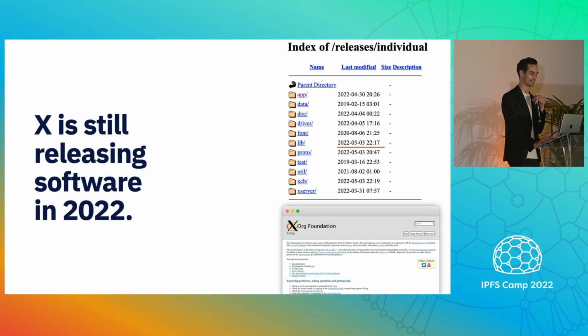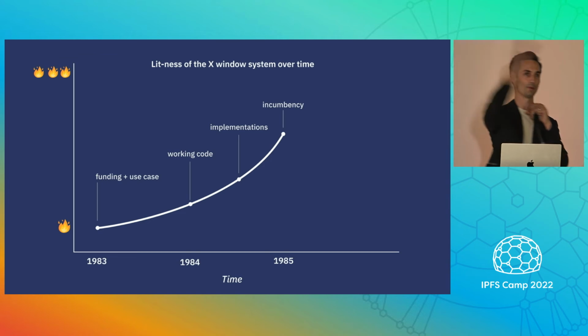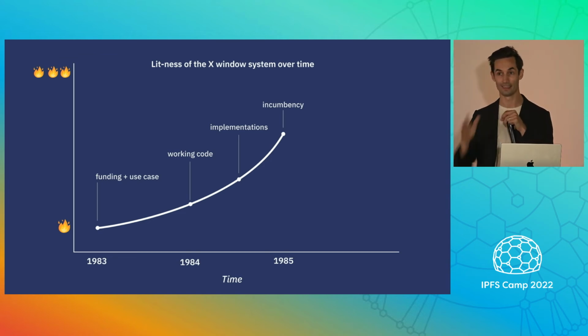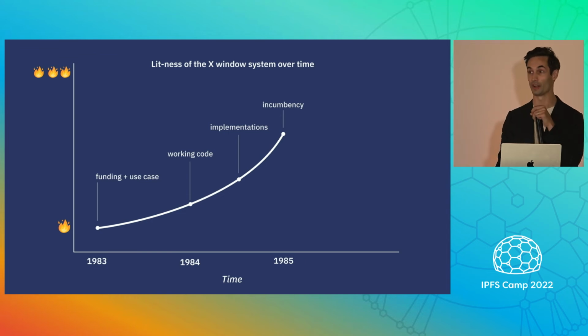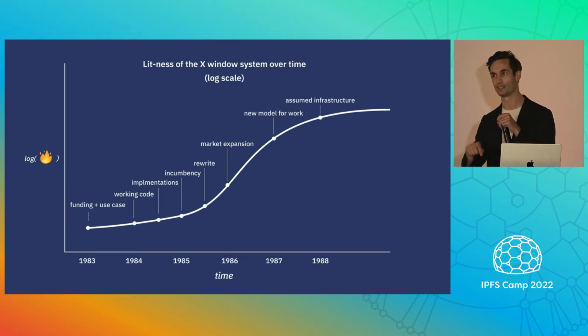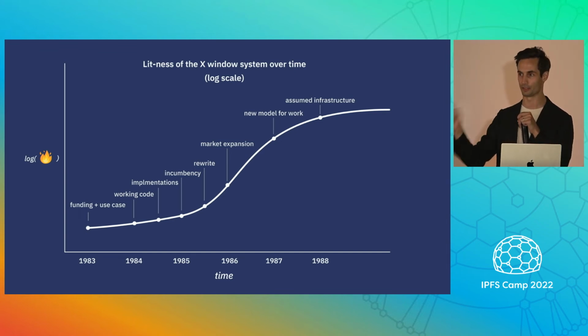This blows my mind. We thought this was the story, right? If you rewind back to 1985, we thought, wow, we've made it. Our technology, X window system, maybe we could say our technology, IPFS, is doing really well. It's like the incumbent thing on blockchains. And this is what it actually looks like. There's a rewrite, there's a massive market expansion, and it becomes assumed infrastructure. None of us really think about X today, but it is literally being used and relied upon today.